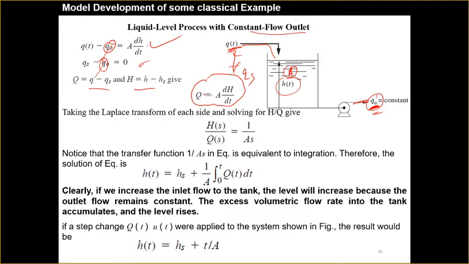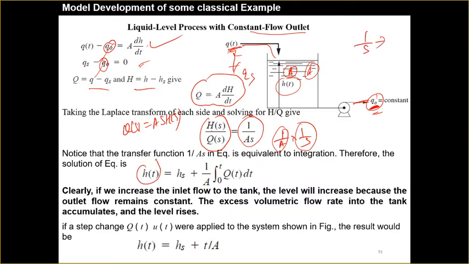So q is equal to A dh by dt. When you take the Laplace transform, it gives simply Qs equals A s Hs. Hs upon Qs is equal to 1 by A into 1 by s. What is A? A is the area of the tank. What is 1 by s? 1 by s represents an integrator. Integration. You can write simply ht is equal to hs, the steady state value, plus 1 by A, integral from 0 to t of qt dt. Is it clear?